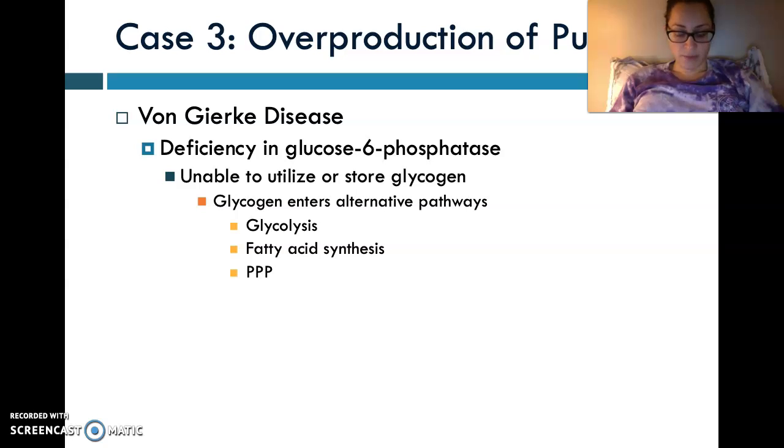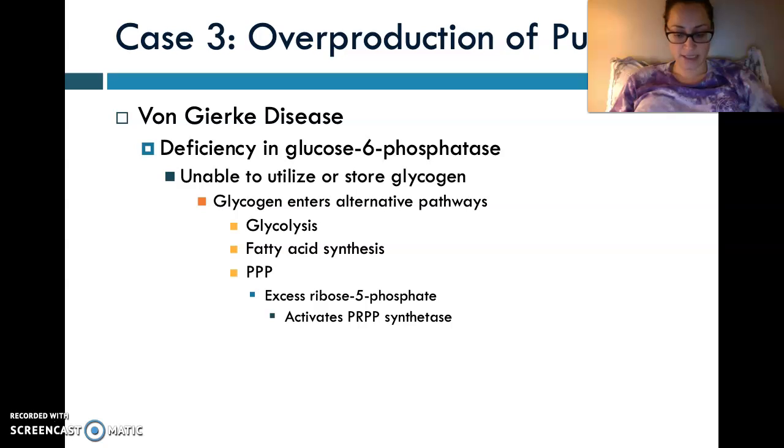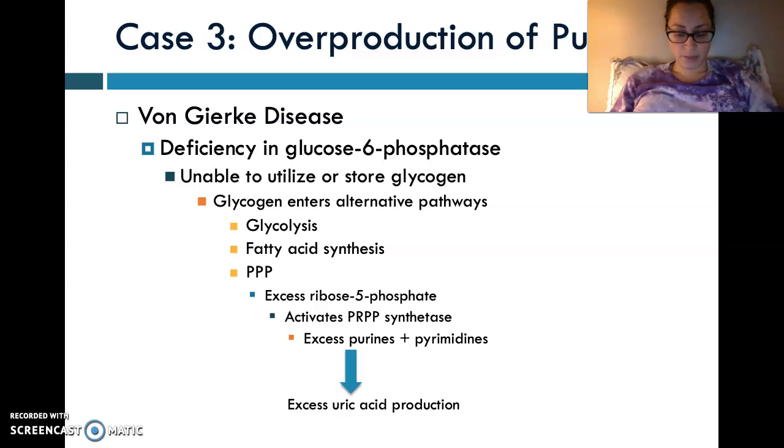Diversion into the pentose phosphate pathway results in a flood of ribose 5-phosphate. This excess ribose 5-phosphate activates 5-phosphoribosyl-1-pyrophosphate, or PRPP, synthetase, and results in an excess production of both purines and pyrimidines. But pyrimidines can be further metabolized and utilized in other pathways as they typically do. The purines will also move forward as usual, and the excess purine nucleotides are catabolized, resulting in an excess of uric acid production. This answer is unlikely, but possible.